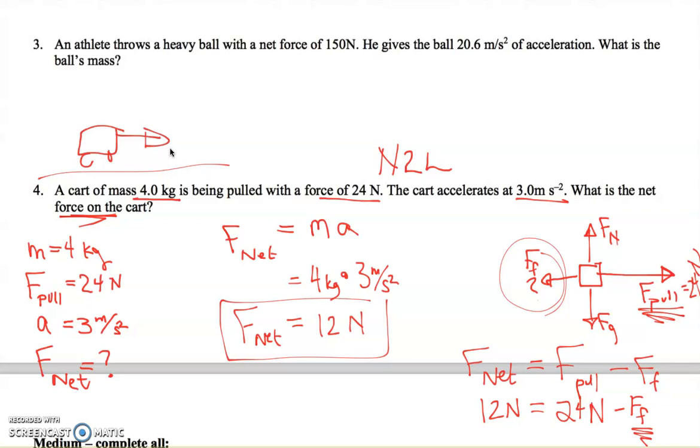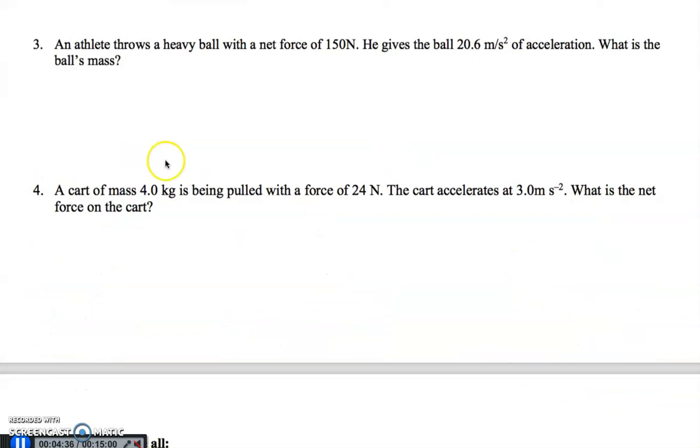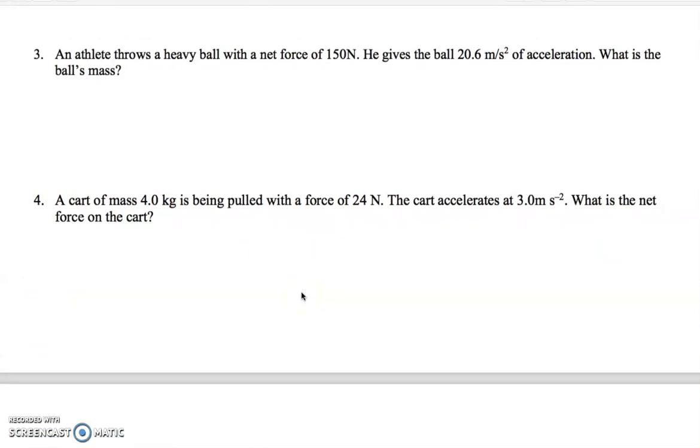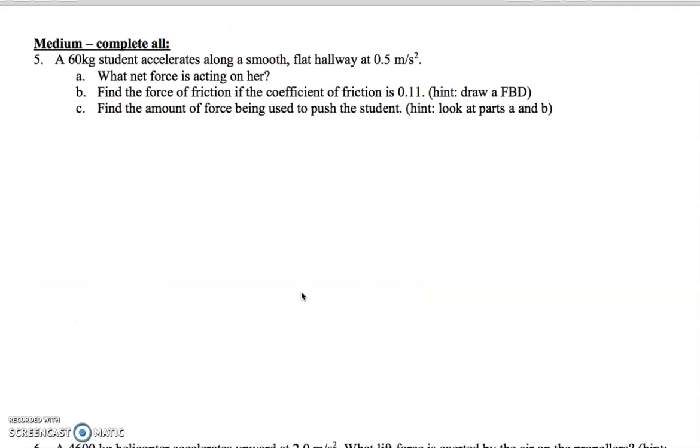So this problem has more information than we need in it, and that means actually we can find out some other things about it if we feel like it, but you don't have to. So this is a mild level problem. So let's go on and try the first medium level problem.